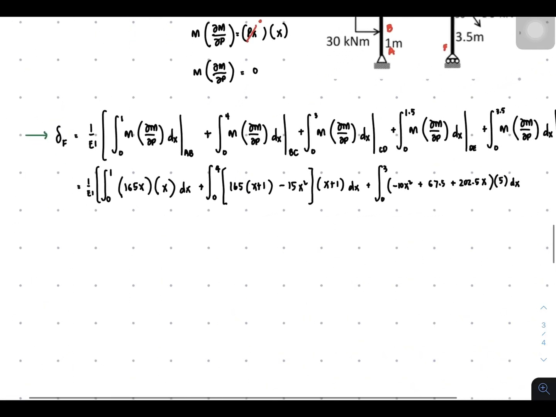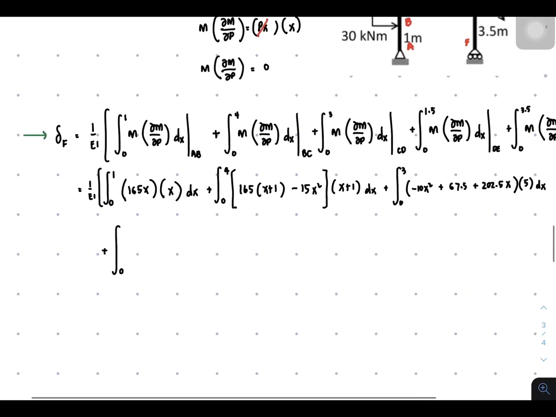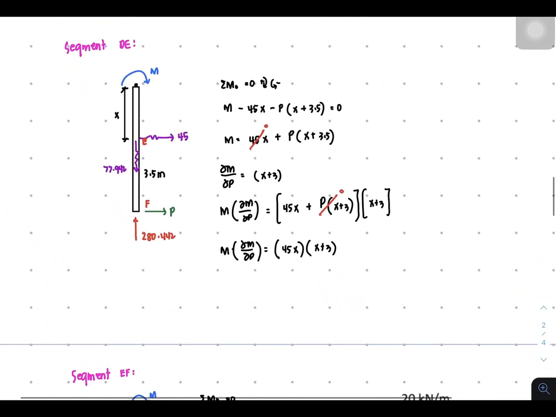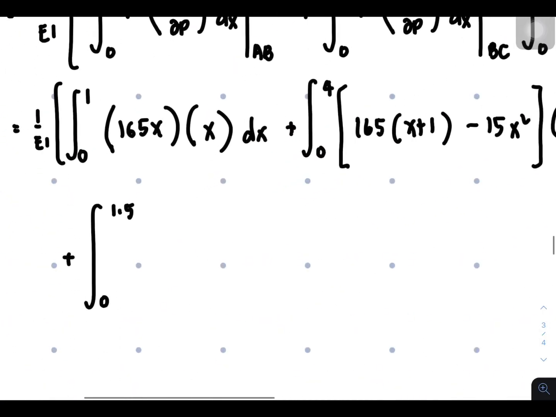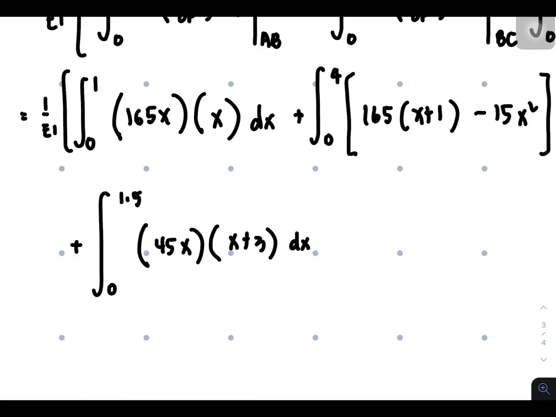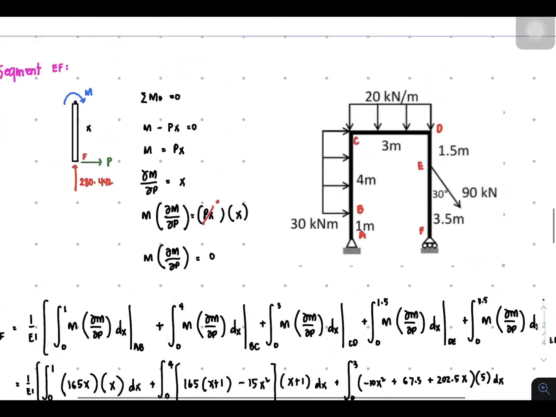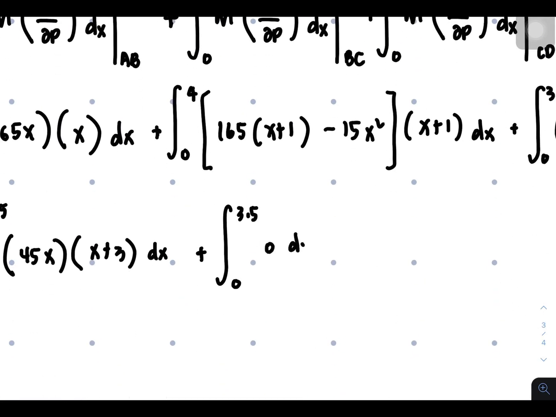Then for the next integral, plus from 0 to 1.5, it's from D to E. So D to E, this one, and here. Then this is dx. Then plus the integral from 0 to 3.5 for E to F. E to F is 0, dx.